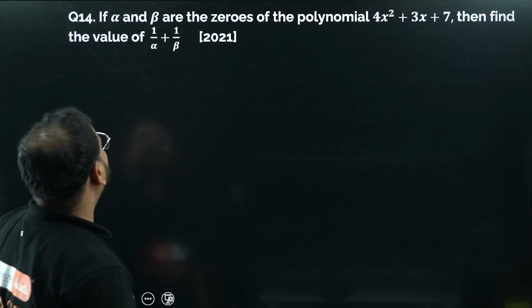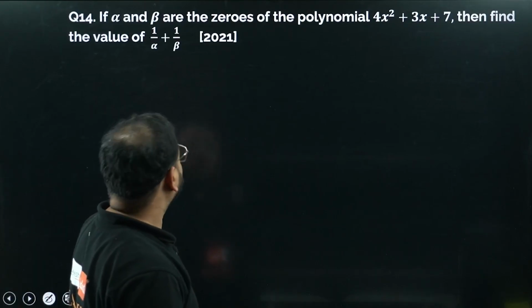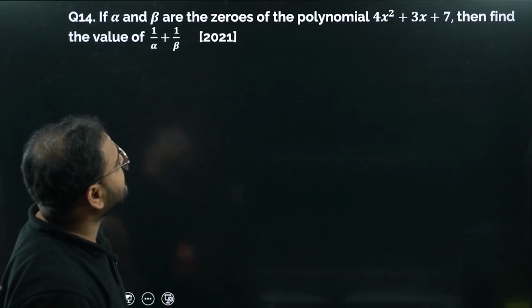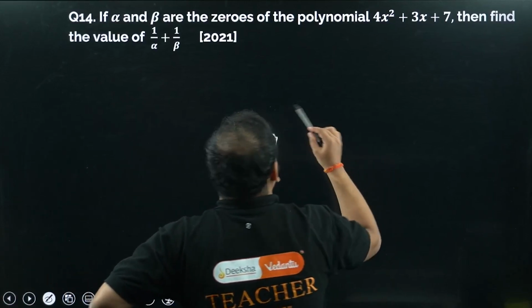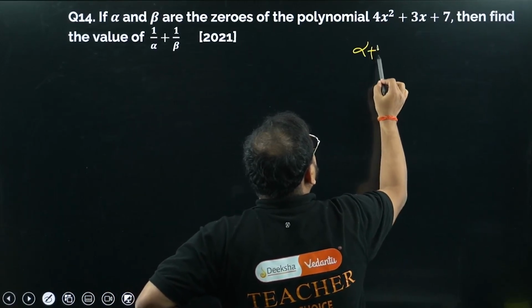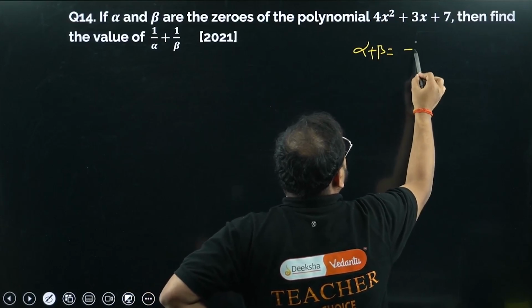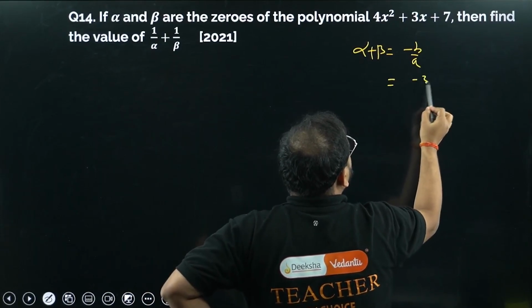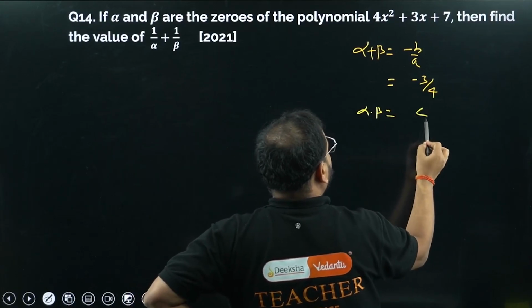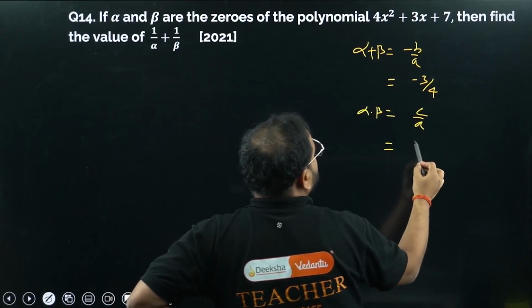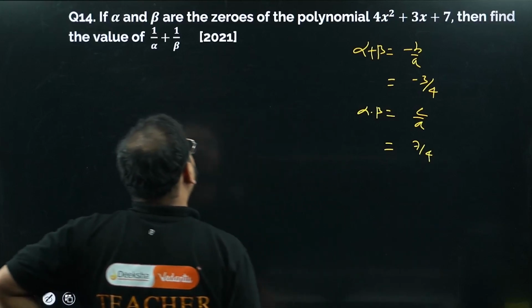Chaliye, if alpha and beta are the zeros of the polynomial 4x square plus 3x plus 7, find the value of... okay, this is a simple question, sir. Sum first you find from here. Alpha plus beta, how much is that? Minus b by a, sir. How much is that? Minus 3 by 4, sir. Alpha into beta is how much? Sir, c by a. How much is that? Sir, 7 by 4. Okay, great.